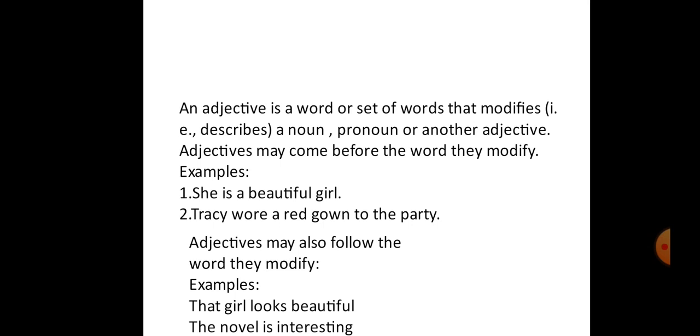Now, that girl looks beautiful. Here, the adjective is coming at the end. Who looks beautiful? The girl. So girl is the noun, while the adjective describing the girl is beautiful. The novel is interesting. The novel, a noun. Interesting is the adjective. When I say that puppy looks cute, cute is the adjective describing the puppy.